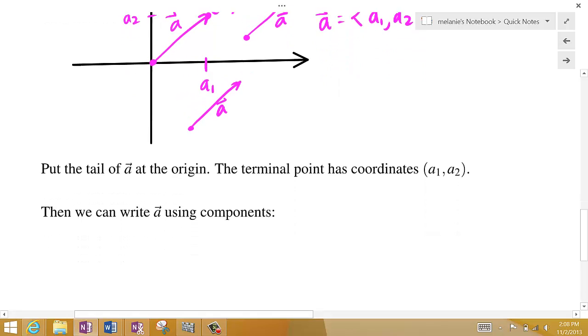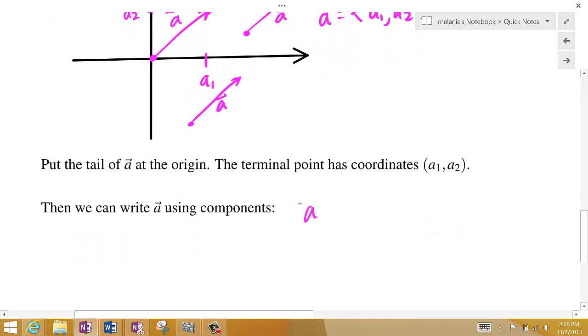So I can write A using components. That's what I did up there. A equals the x component and the y component. And that tells me how far over to go. If I start at the initial point, I go over this many, a1 in the x direction, and up or down a2 in the y direction.